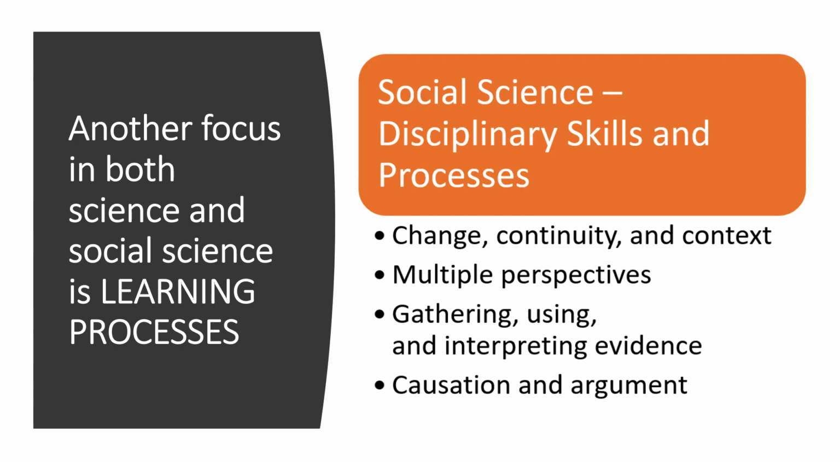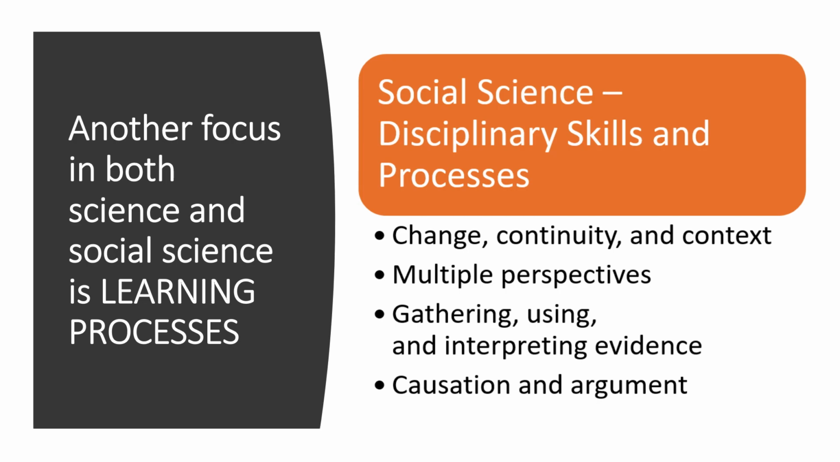So for social science, it's a little bit different. It is the absolute same idea. These are the disciplinary skills. So these would be similar to a science and engineering practice. This is the method or the mode by which we're going to be learning some of our skills. And these are the four topics. So we've got change, continuity, and context; multiple perspectives, so that's a lot of primary and secondary resources; gathering, using, and interpreting evidence; and causation and argument.